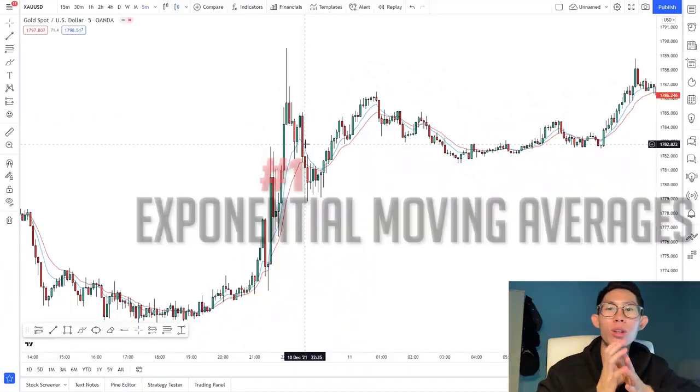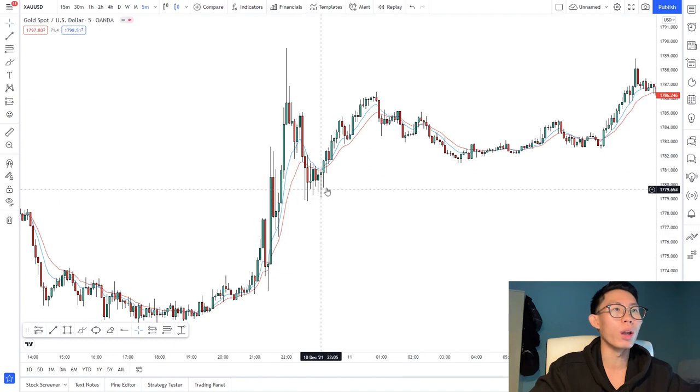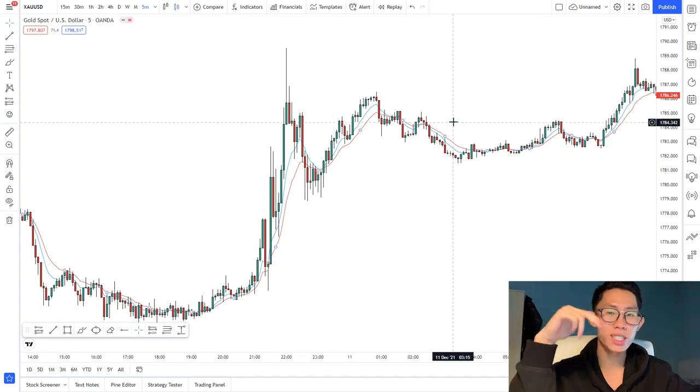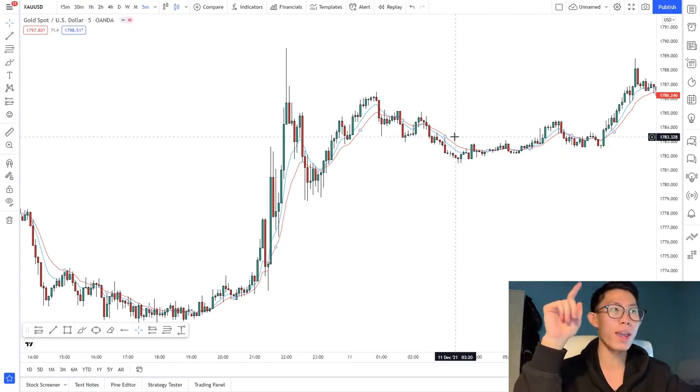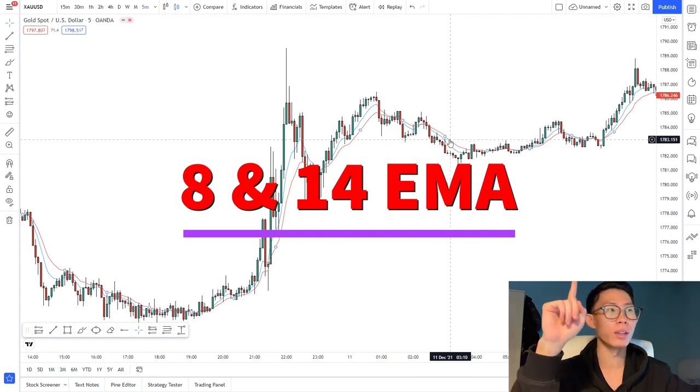So the first thing that you need for this strategy is the exponential moving averages. You can see this blue line and the red line in the background, right? Those are the EMAs, the exponential moving averages. Then change the settings of the moving averages to 8 and 14. So these two are the 8 and 14 EMA.